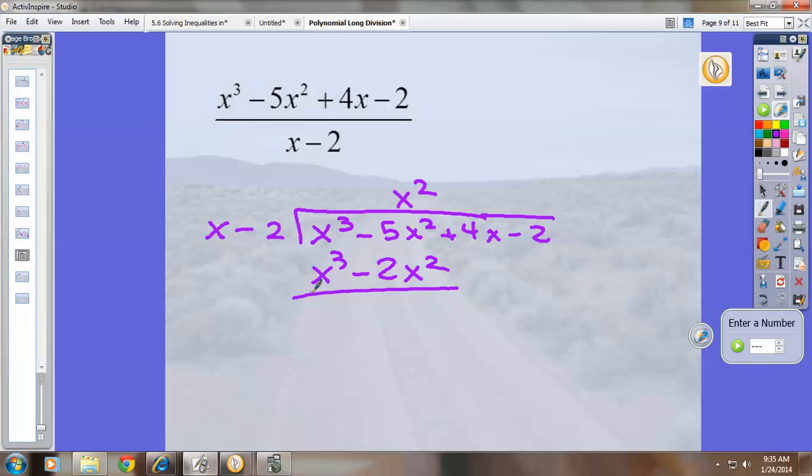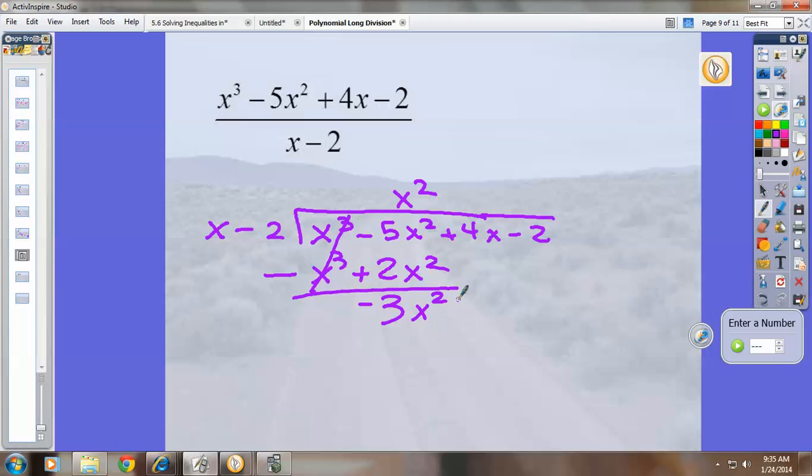After we multiply, what do we do? Subtract. So really I'm changing my signs. I'm multiplying by negative 1 or subtracting. So x cubed minus x cubed is going to cancel. Negative 5x squared plus 2x squared is negative 3x squared.